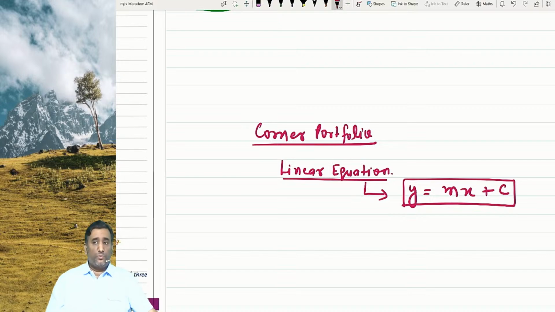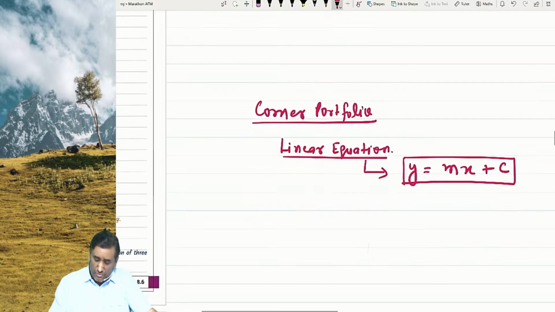But what I'll do with you is maths that maybe a 5th class or a 4th class student can also do. But the problem is, in school we cannot win the exam, in the IC exam you cannot do it that way. Hence you have to use this kind of theory. You have to use these technical words, corner portfolio, linear equation, etc.